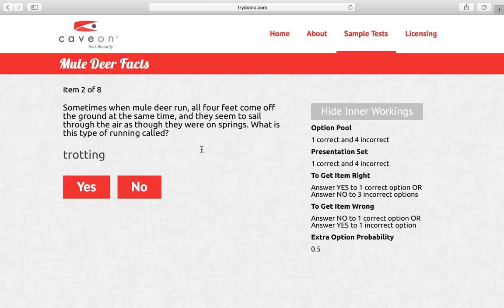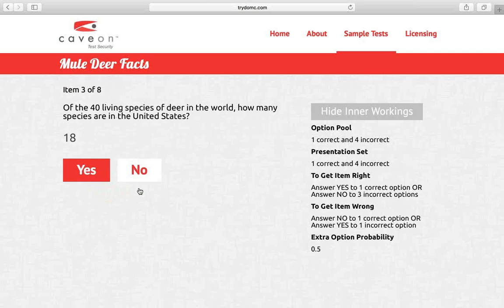Okay, item number 2, and we'll only do 3 or 4 of these. Sometimes when mule deer run, all 4 feet come off the ground at the same time, and they seem to sail through the air as though they were on springs. What is this type of running called? This item has the same inner workings as the previous one, so we'll answer it quickly. It is not called trotting. It is not called bounding. Or maybe it is. Okay, I'm not sure. It left anyway and went to the 3rd item.